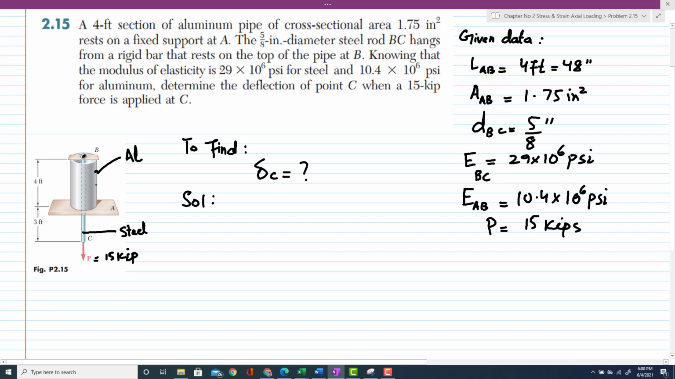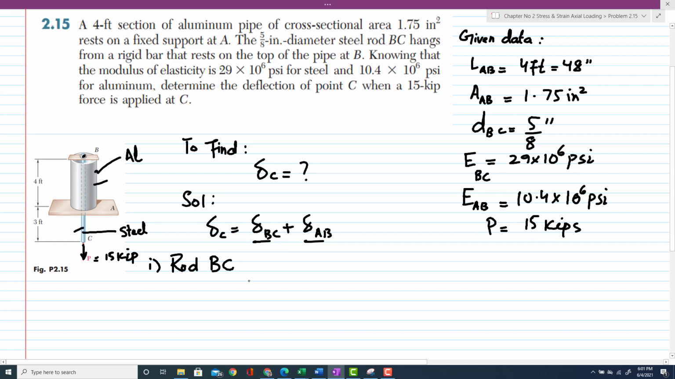Now you can see we have the aluminum pipe and the steel rod, and the load is applied over here. So definitely there will be elongation in the rod BC as well as in the aluminum pipe AB. So the total deflection or total elongation at C is equal to the elongation in BC plus the elongation in AB. So first we will calculate both elongations, AB and BC. Let's start with rod BC.